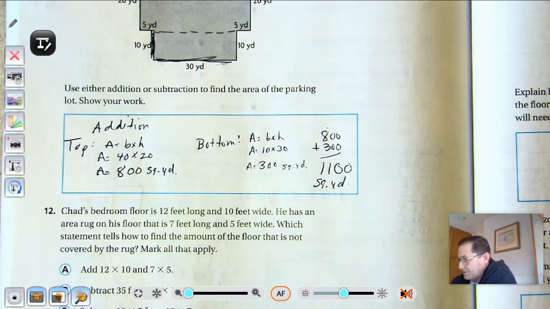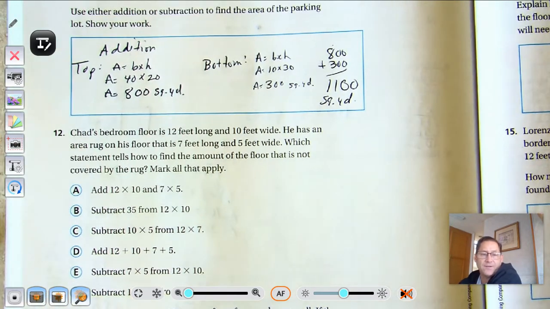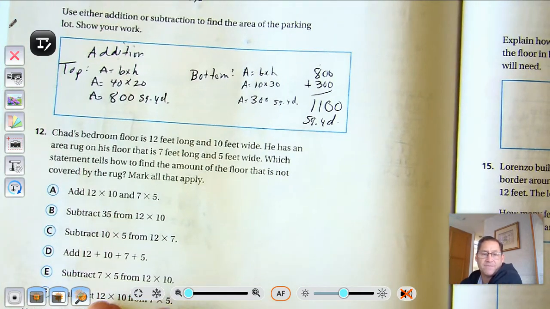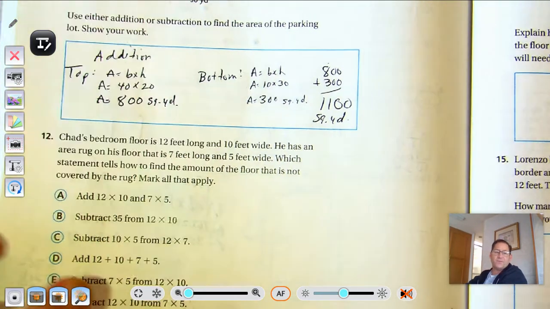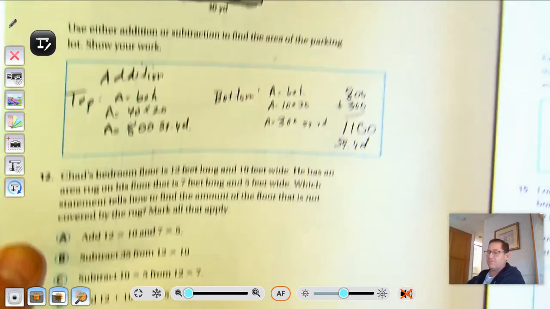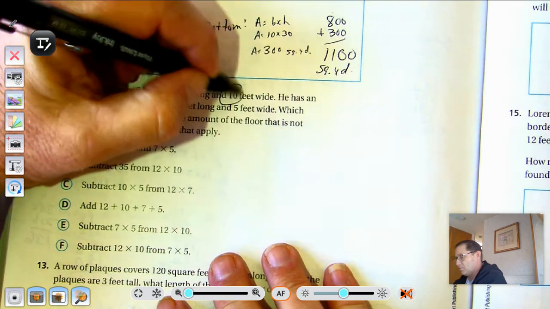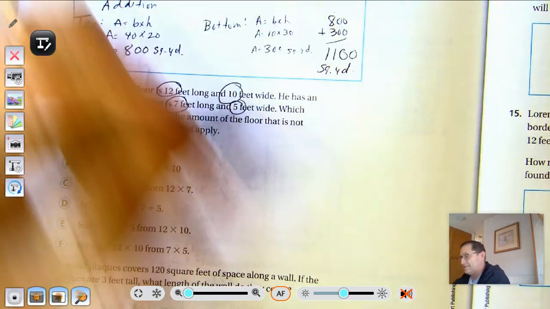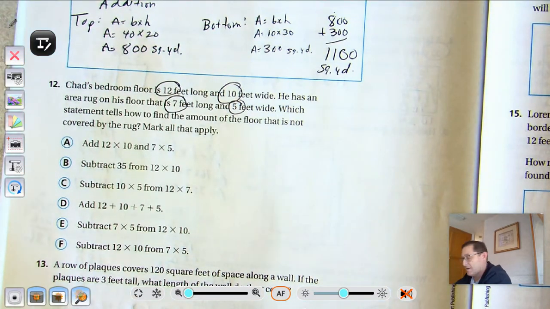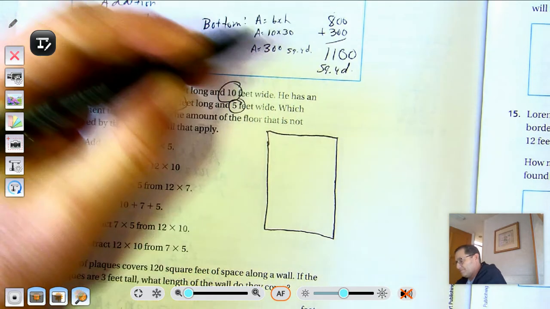Number 12. Chad's bedroom floor is 12 feet long and 10 feet wide. He has an area rug on his floor that is 7 feet long and 5 feet wide. Which statement tells how to find the amount of floor that is not covered by the rug? Mark all that apply. Okay, so we have a bedroom floor that's 12 by 10. We then put a rug that's 7 by 5. So this is basically, if we had a drawing, it's kind of like the picture frame question.